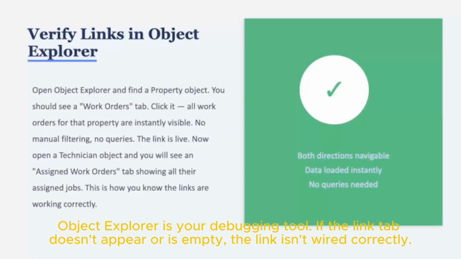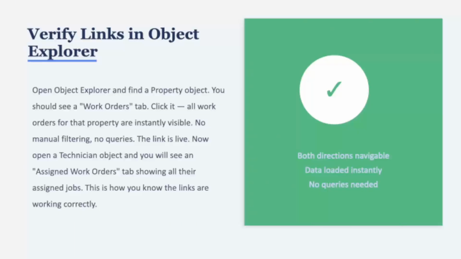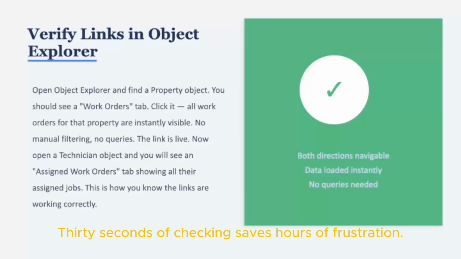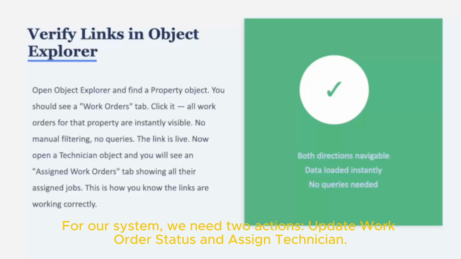Object Explorer is your debugging tool. If the link tab doesn't appear or is empty, the link isn't wired correctly. Common issues: foreign key spelling mismatch, primary key not marked, link on the wrong object type. 30 seconds of checking saves hours of frustration later.